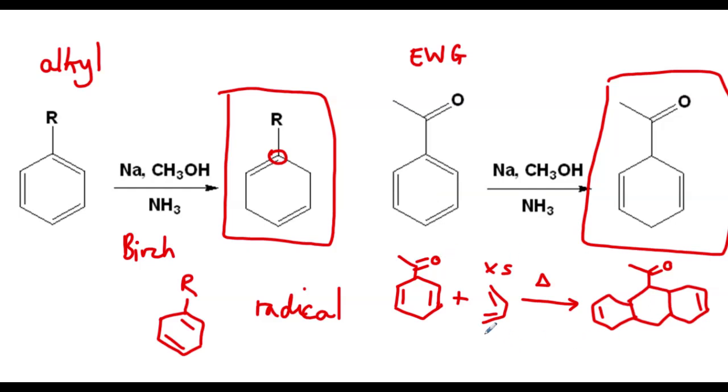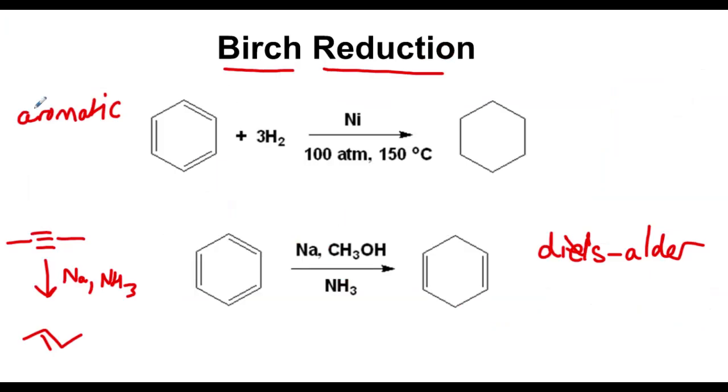Anyway, so that's the basics behind the Birch reduction, where I can take a benzene ring and make a non-conjugated diene from it. Useful for the Diels-Alder reaction.